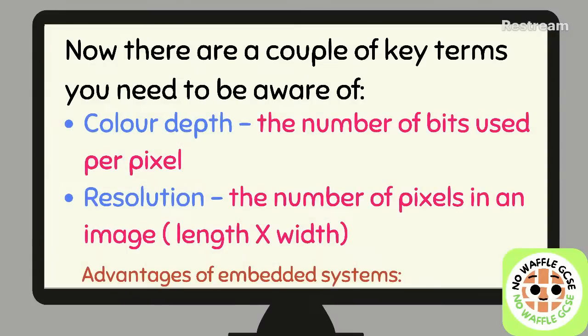Now, there are a couple of key terms you need to be aware of: color depth and resolution. Color depth is the number of bits you're using per pixel. If you have a higher color depth, then your bitmap image is going to be much more accurate. And resolution is the number of pixels in an image, so you're doing your length times your width.